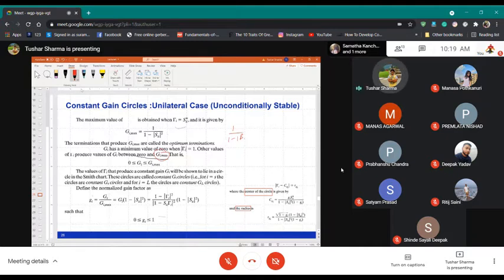Now again, you just force this expression into the equation of a circle. Through that, you can find the center of the circle and the radius of the circle. What I am more interested in is to find the CGI and RGI. This CGI and RGI are the center and the radius of my specific gain circle.